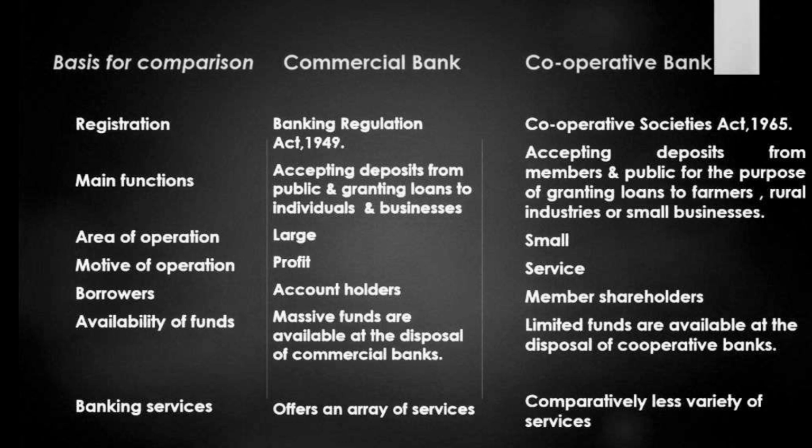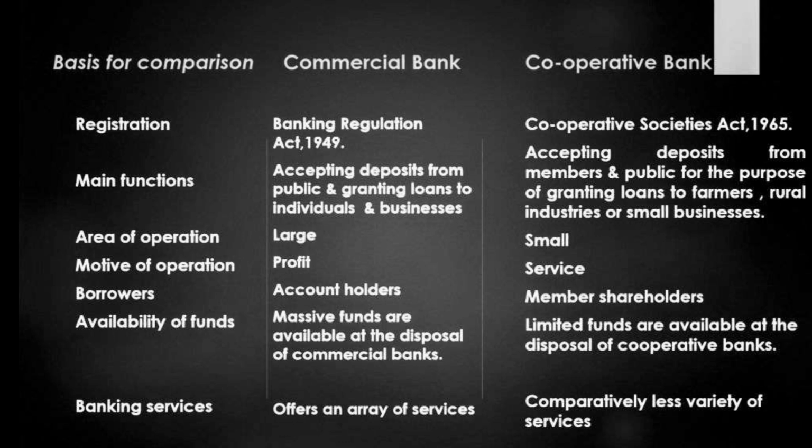Now let us see the area of operation. Commercial banks operate over a large area. Some commercial banks even have branches in foreign countries, whereas the area of operation of cooperative banks is limited and confined to the state. They do not operate at the national or international level. The next one is motive of operation. For commercial banks, the main motive is profit, whereas the main motive of cooperative banks is service to customers.